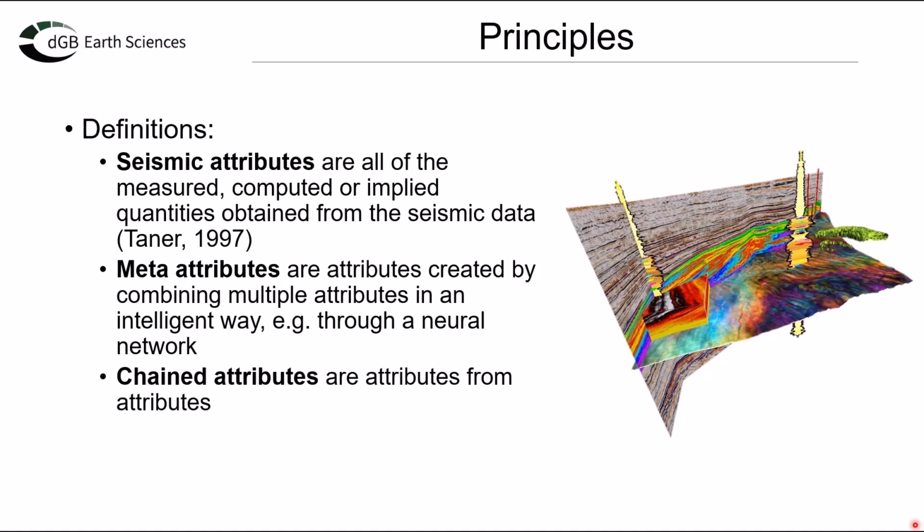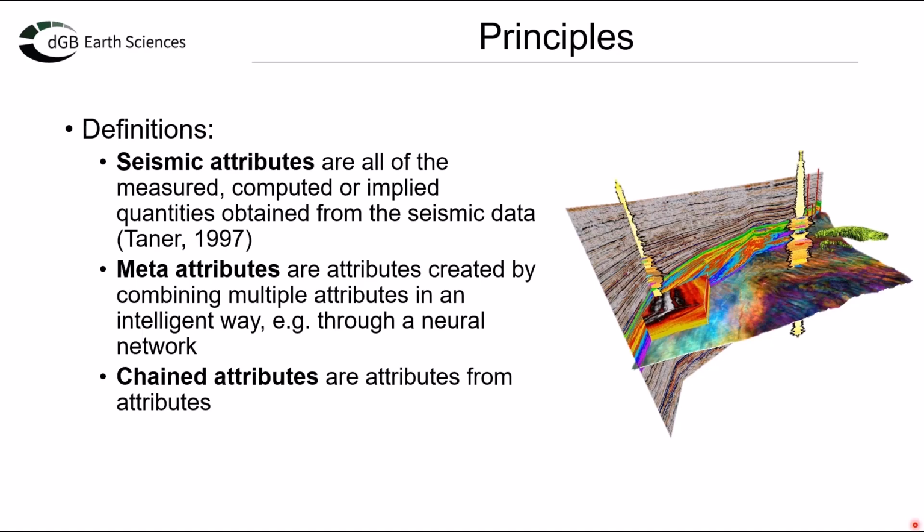We use the definition of Turi Tanner. What is a seismic attribute? Basically, seismic attributes are all of the measured, computed, or implied quantities obtained from the seismic data. And under this definition, if I apply a filter to the seismic data, then that filter is also an attribute. If I transform the data, the transformation is also defined as an attribute and can be found in the Attribute Engine.